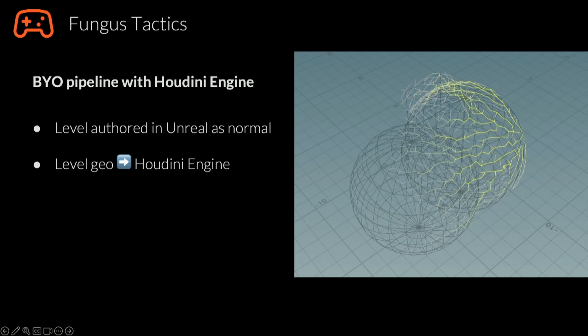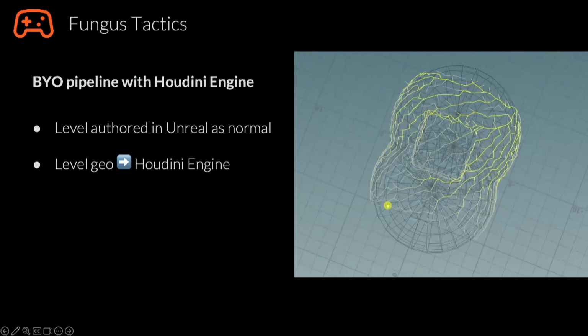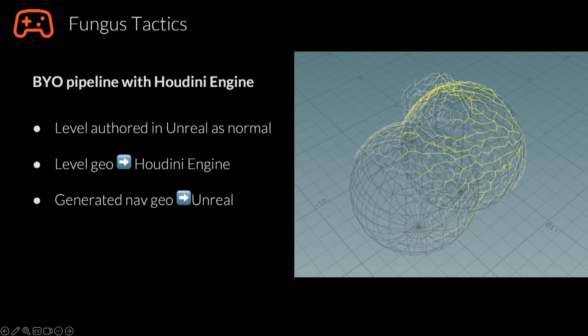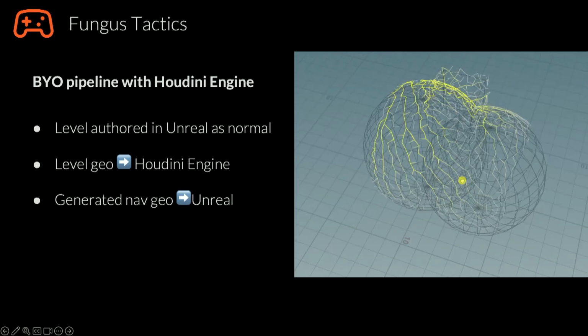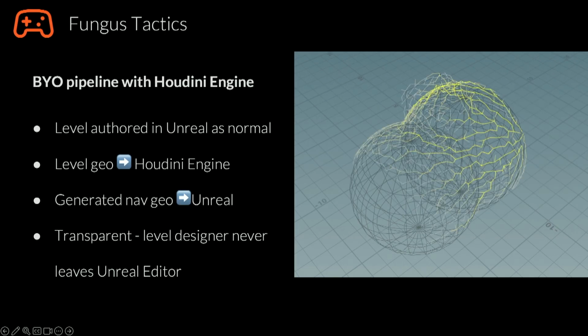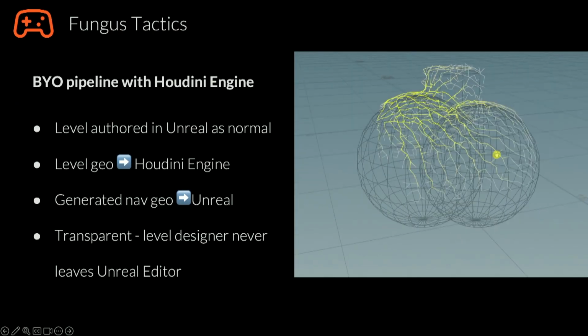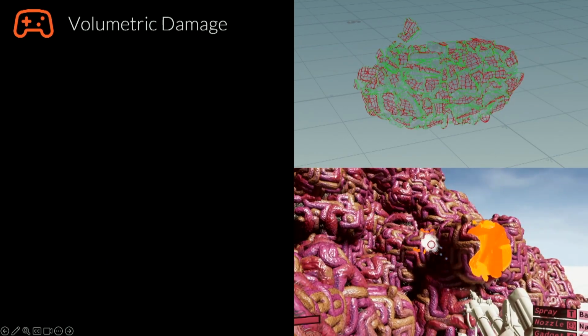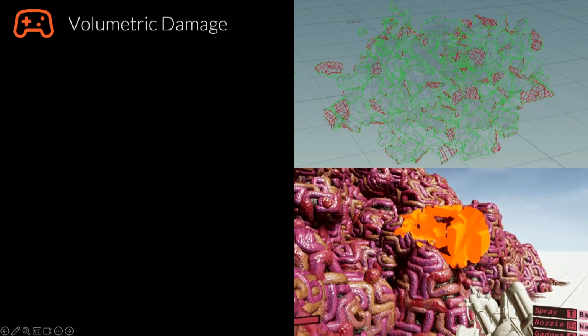The level geometry is surreptitiously sent over to Houdini Engine, where we process it and generate these beautiful distributed mycelial splines across the world. And that generated navigation geo just comes back into Unreal, where it can be used for gameplay immediately. And it's totally transparent. The level designer never even leaves Unreal. We don't make them alt-tab. They stay on task. Another place where Houdini is helping us out is the volumetric damage that I showed you.